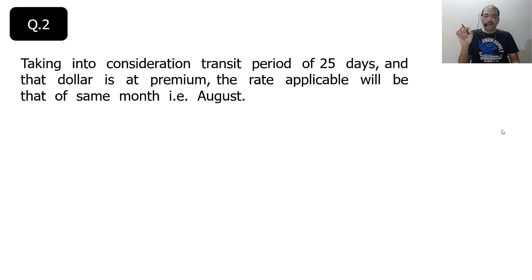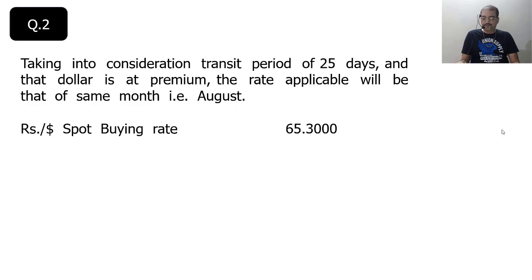Same month, that is August. Lower rate. Forward is at premium. Spot is at discount. So there is no question of adding or subtracting the swap points. Spot rate less the margin. Again, less the margin. The spot buying rate is 65.3 thousand.